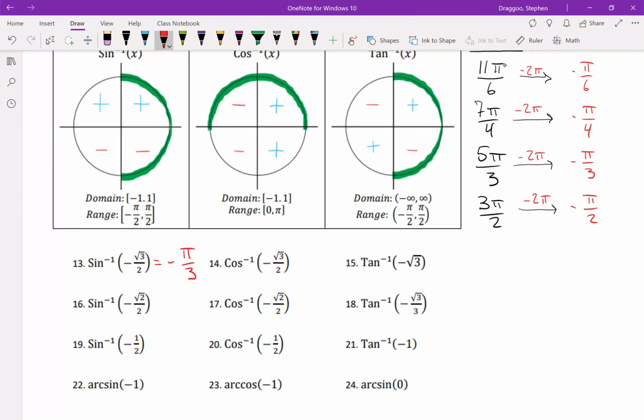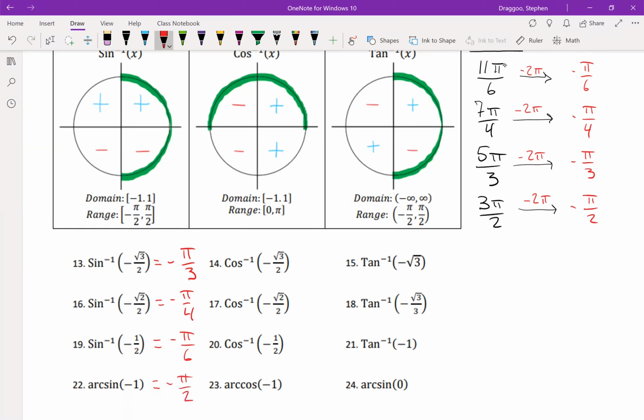So for the sine inverse of negative root 2 over 2, what angle has a sine value of negative root 2 over 2? I know that that's going to be a pi over 4 class of angle, and I want the one that's in the negative fourth quadrant, so negative pi over 4. We get the sine inverse of negative 1/2. That'll be negative pi over 6. And the arc sine of negative 1, which is the same as sine inverse of negative 1, that's going to be negative pi over 2.